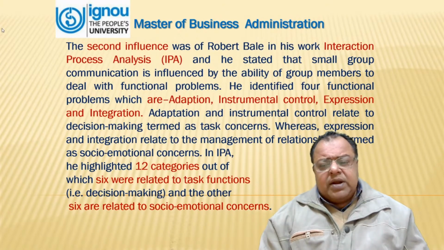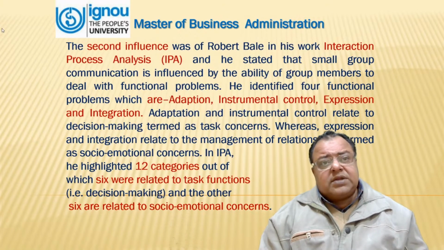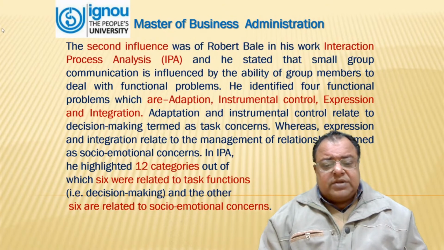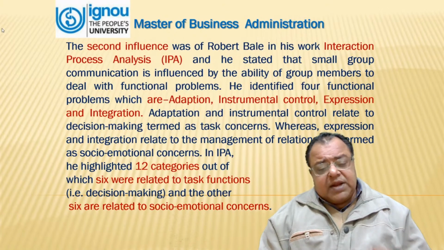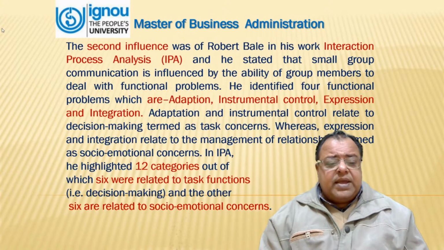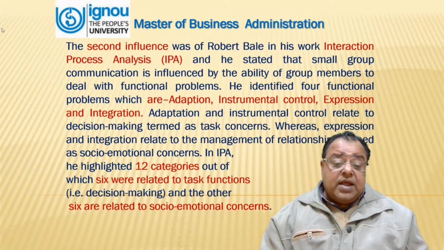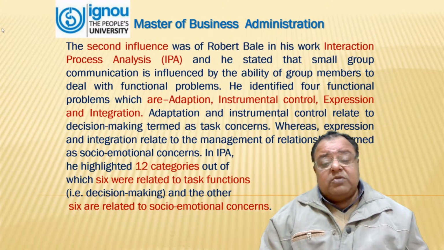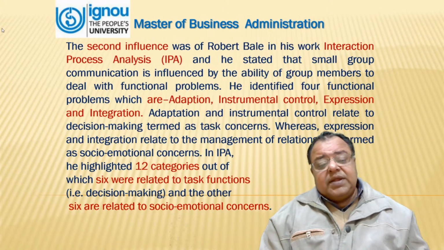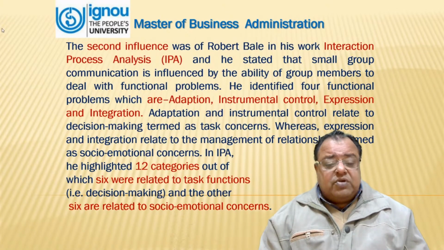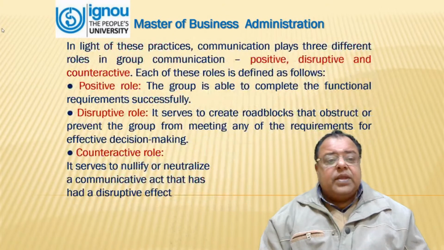Adaptation and instrumental controls relate to the decision making termed as task concerns, whereas expression and integration relate to the management of relationship termed as social emotional concerns. In IPA, he highlighted 12 categories, out of which six were related to task functions, that is decision making, and the others were related to socio emotional concerns.